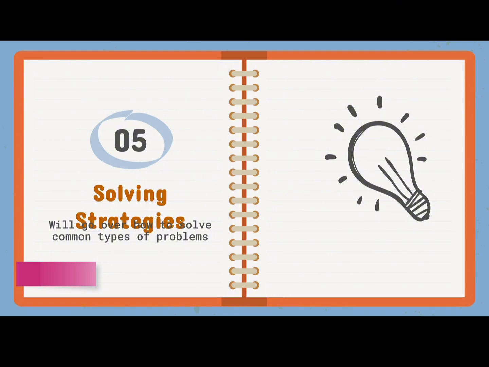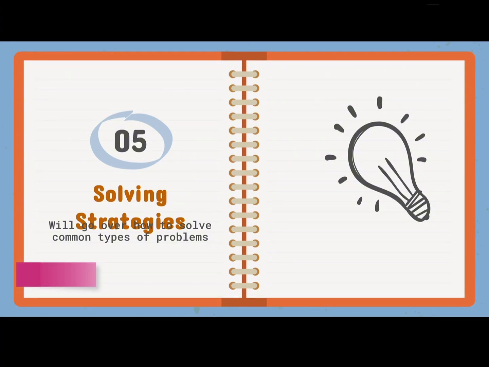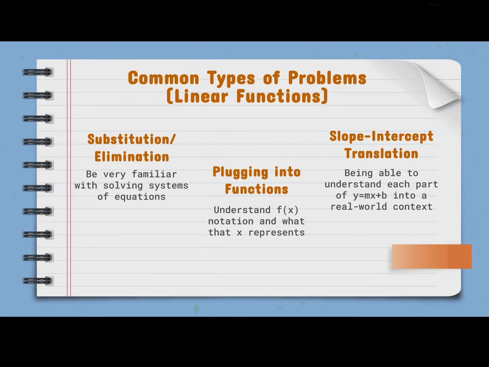Okay, just for some solving strategies for common types of problems that you'll see for linear functions. So if you look, you have to be able to understand how to do substitution and elimination. Now, it's okay to prefer one, but you have to be able to know how to do both. Plugging in functions, so you guys have to really understand different notations, like f of x, or it might be a different variable. And then you guys also have to be able to translate what each part of a linear function represents in a real-world context.